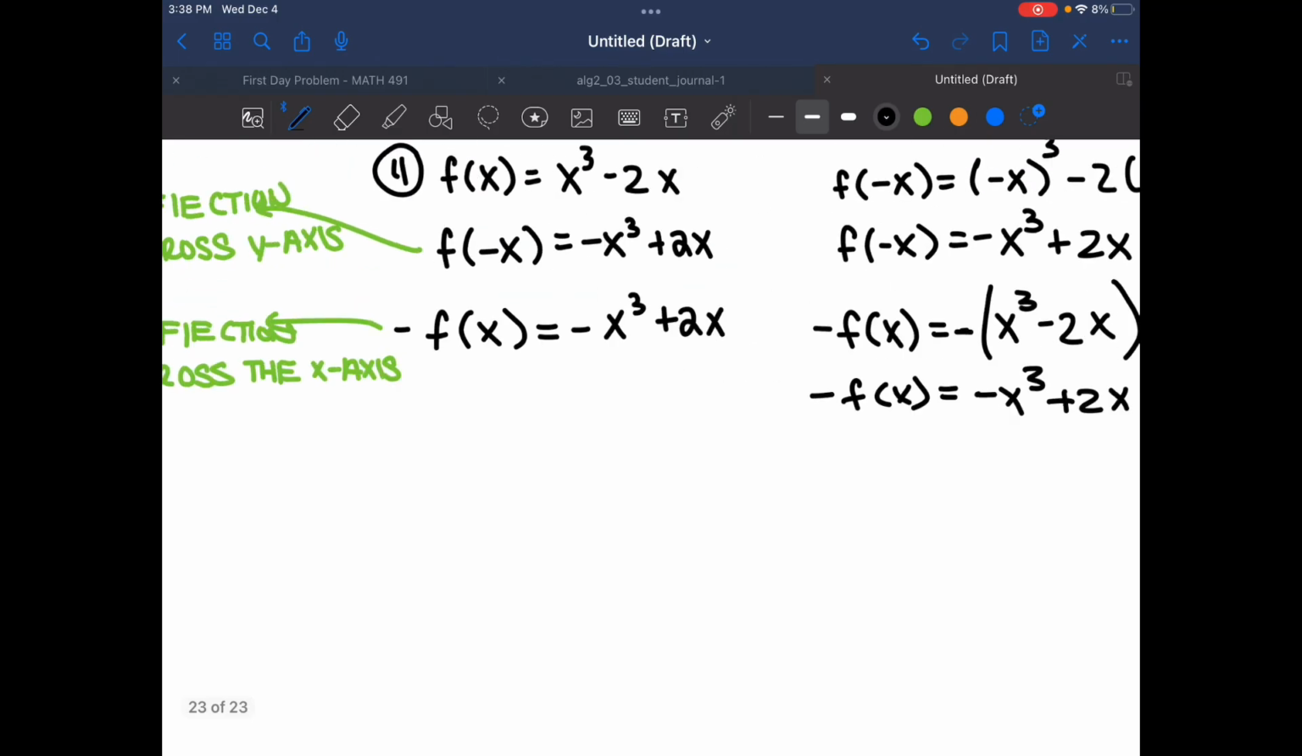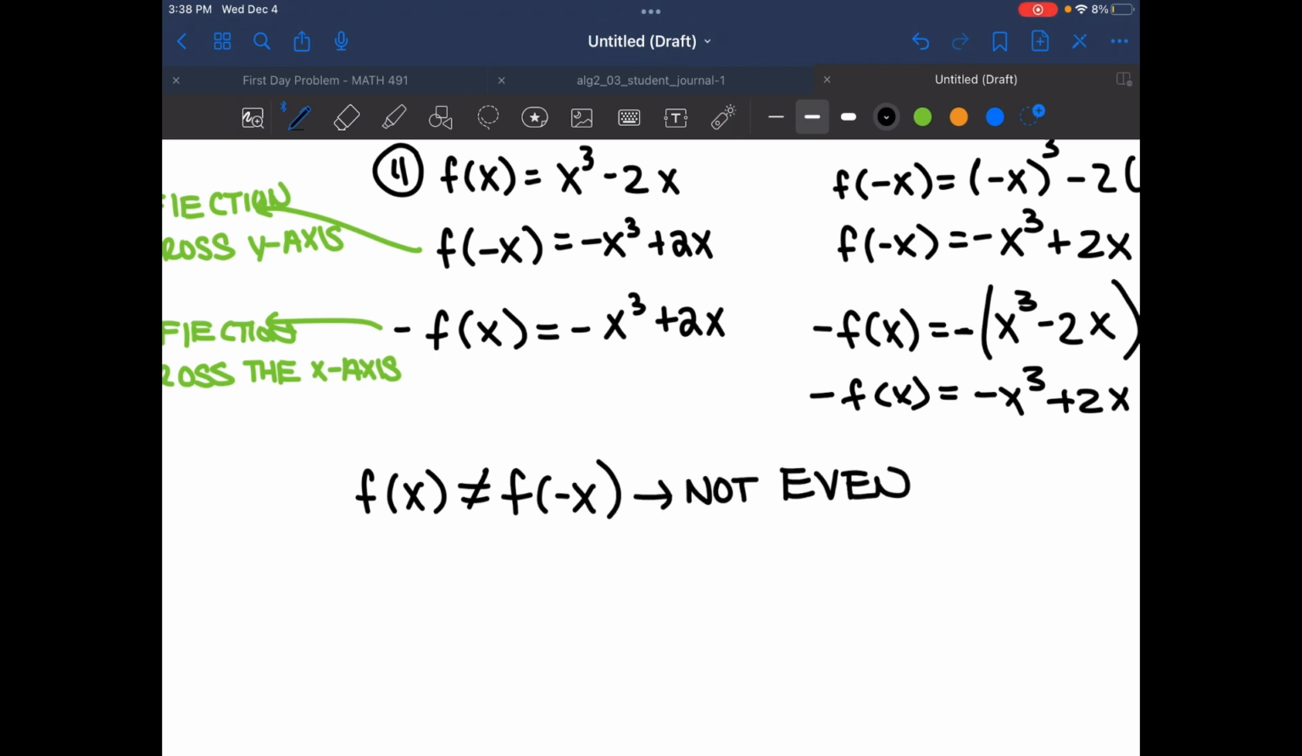Well, that leaves me, right, f of x is not equal to f of negative x. So it is not even, right? So let's go ahead and try our odds. So this would be f of negative x needs to be equal to negative f of x. And that is true. So it is an odd function.